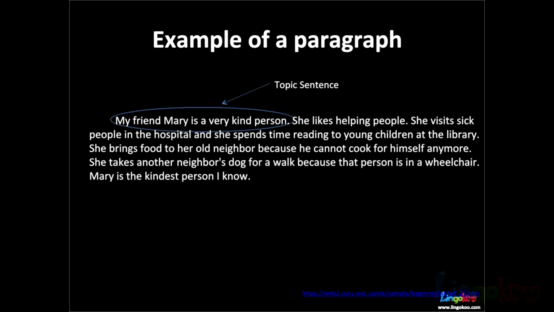So in this paragraph, my friend Mary is a very kind person is the topic sentence. All the other sentences, for example, she likes helping people, she visits sick people in the hospital, and she spends time reading to young children at the library, these sentences help explain, give examples of why Mary is a very kind person.